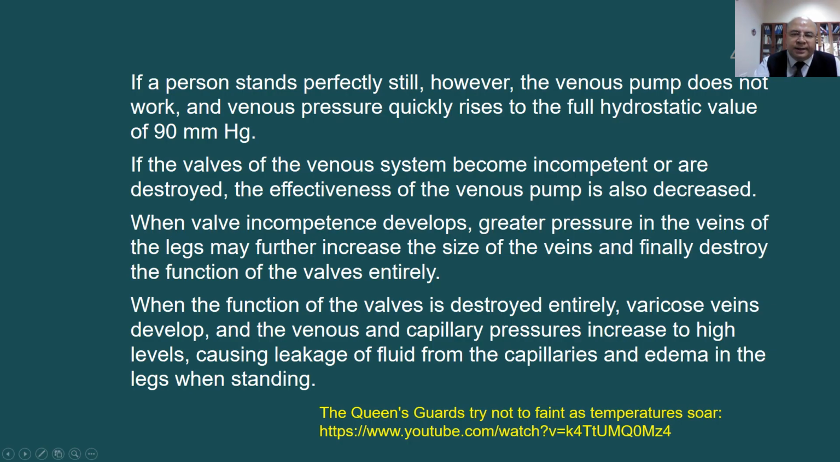If a person stands perfectly still, however, the venous pump does not work and venous pressure quickly rises to the full hydrostatic value of 90 millimeter mercury. If valves of the venous system become incompetent or are destroyed, the effectiveness of the venous pump is also decreased. When valve incompetence develops, greater pressure in the veins of the legs may further increase the size of the veins and finally destroy the function of the valves entirely.